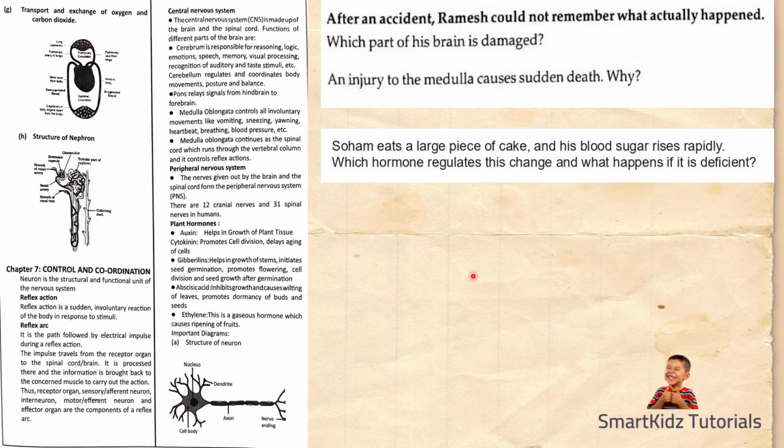Next, control and coordination. Here we discuss how things move in sync with each other. Nothing moves out of way. Whatever your brain thinks, your hands do it, your mouth does it, your eyes do it, and your legs do it. Nothing is haywire.